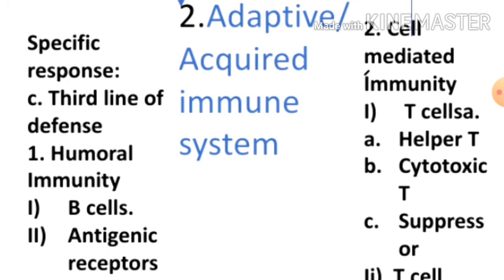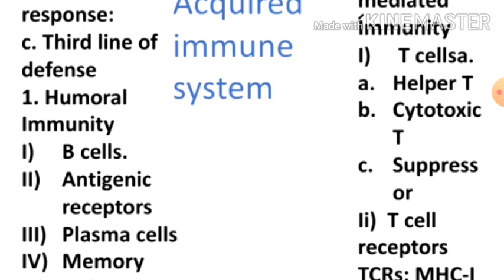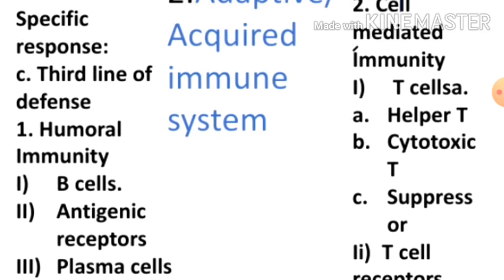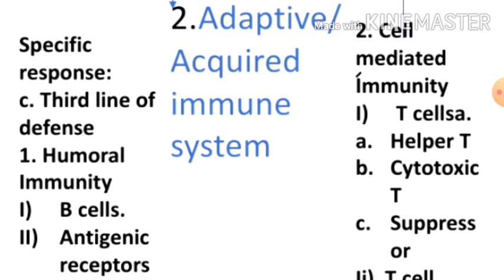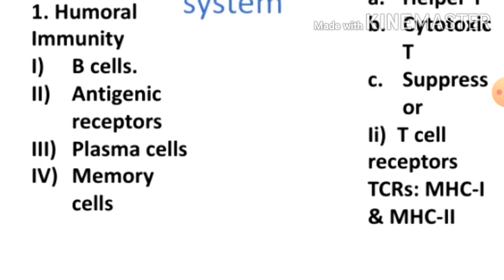Now this adaptive or acquired immune system is specific in nature. Its actions are specific in nature. There are two types of this system. Number one is humoral immunity, the immunity performed by B cells. The other category is cell-mediated immunity, the immunity performed by our T cells. The humoral immunity is performed by B cells, which will make antibodies against antigen.